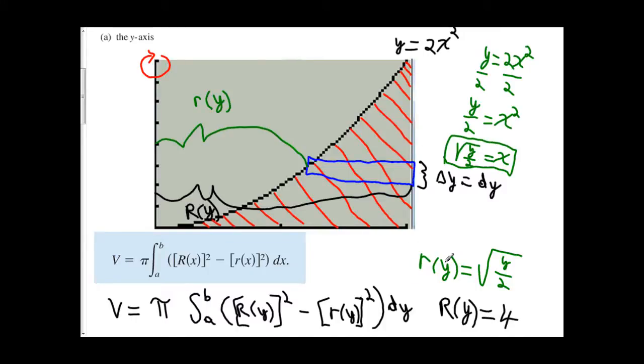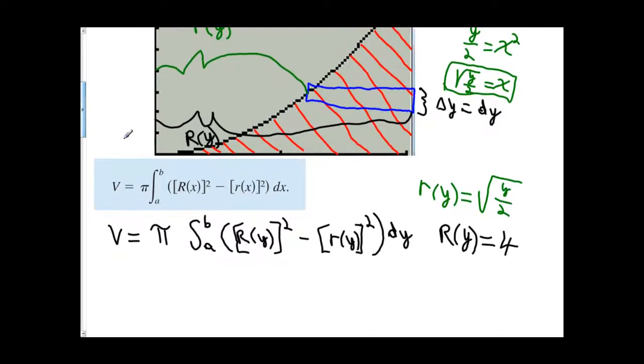So now I have my lowercase r of y, my uppercase R of y, and I know that dy is just the width of the individual representative rectangles, and we're integrating y from a to b. Well, it seems like this shaded plane region shaded in red here starts at a y value of 0, so that a is 0, and it ends at a y value of 8, so that b is 8. So now I know the integral that I need to set up.